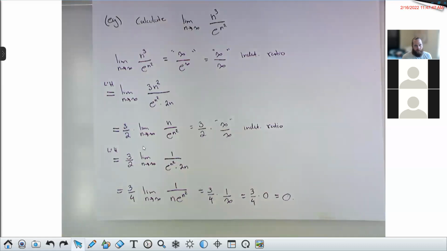So I got a 3/2 at this step. And then I noticed that I need more L'Hopital's rule because the thing that was left over is still going to infinity over infinity. So I apply L'Hopital's rule one more time. And when I take that, I have a 2 downstairs. So this is like 1/2 times 1 over n e to the n squared. And that 2 comes out as a factor of 1/2, multiplying by 3/2 to give me 3/4.